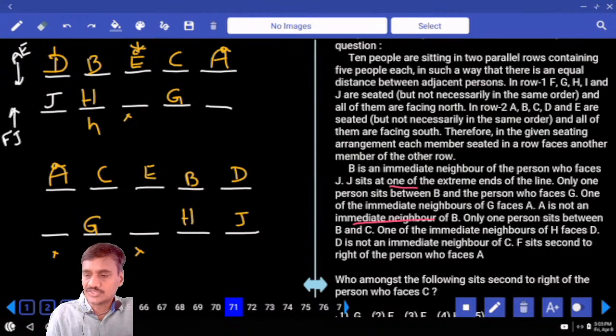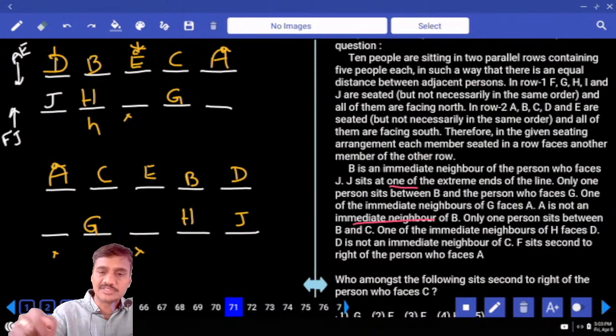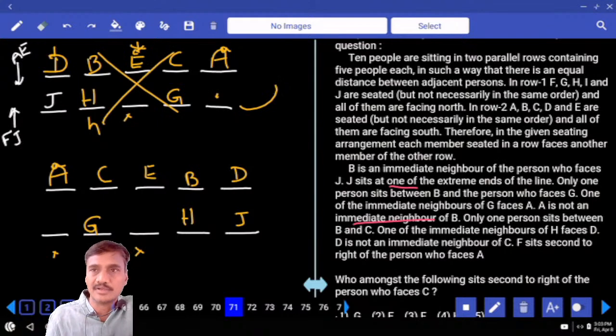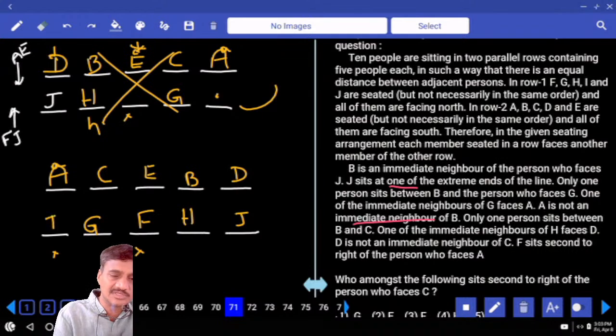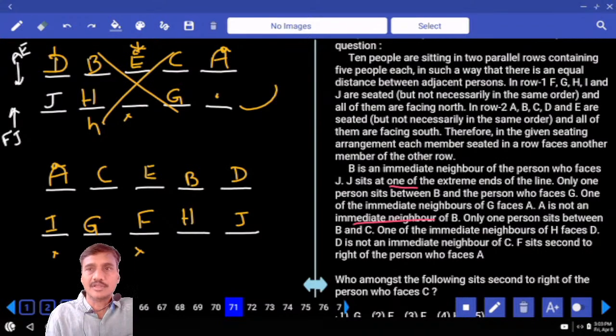And F sits second to the right of the person who faces A. Here A's opposite is this person, and second right to this person is not possible at all. Hence in this case, F is at this place. Now if F is here, who is the person left over? I is the person left over. Clear now?